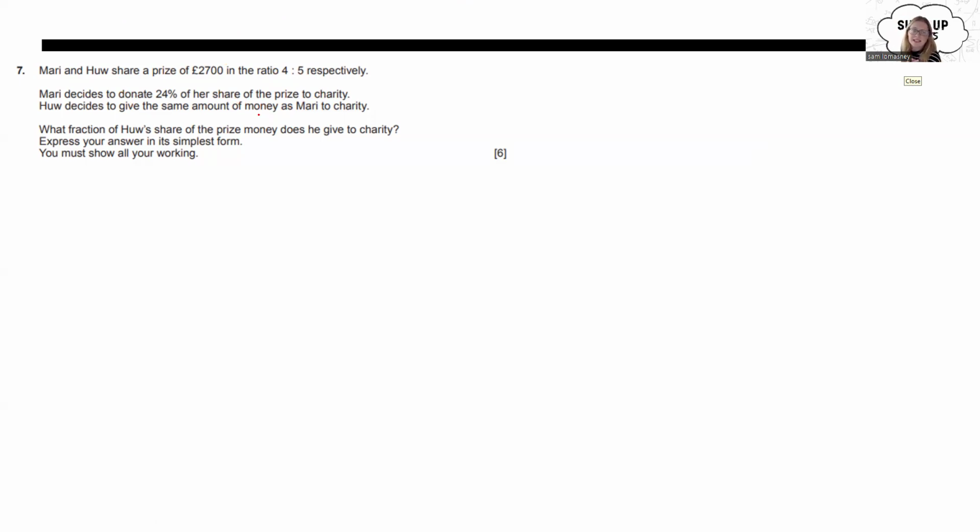Mary decides to donate 24% of his share to charity. What a lovely person. Hugh decides to give the same amount of money as Mary to charity. Damn. So actually, oh wait, Hugh's not actually giving that much, is he? Because he gets more money. What fraction of Hugh's share of the prize money does he give to charity? You must express it in simplest form. Show all your workings. It's a 6 marker.